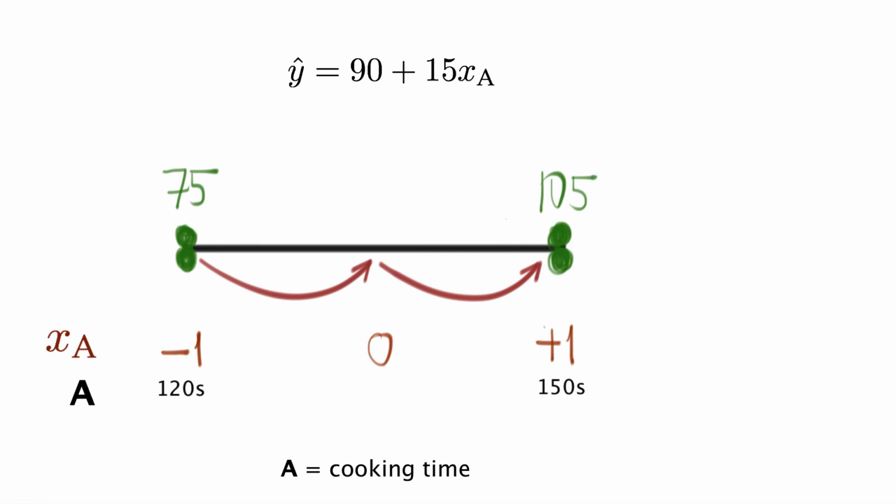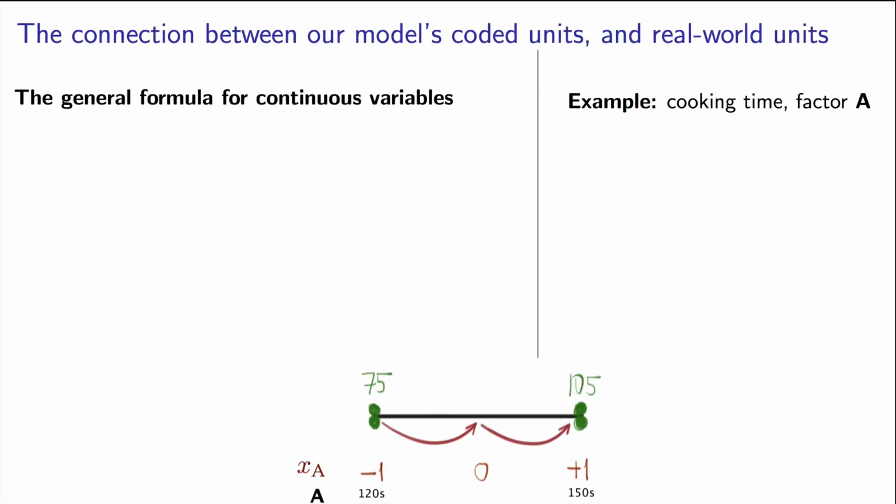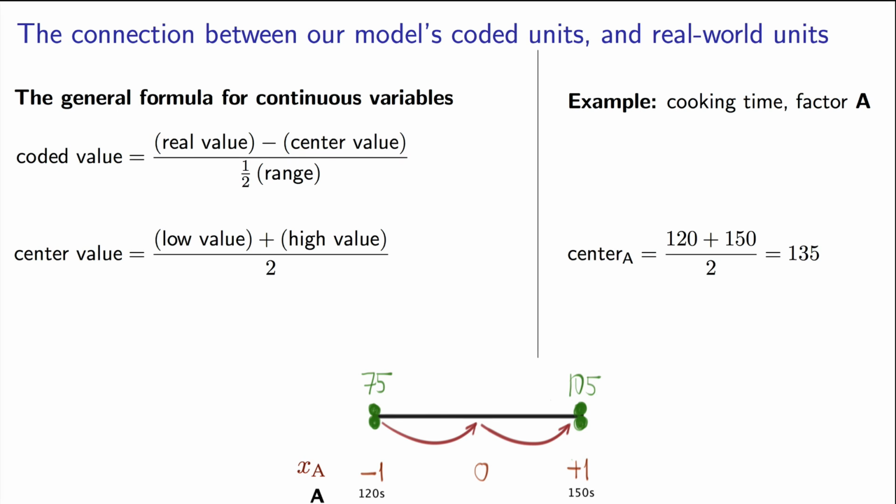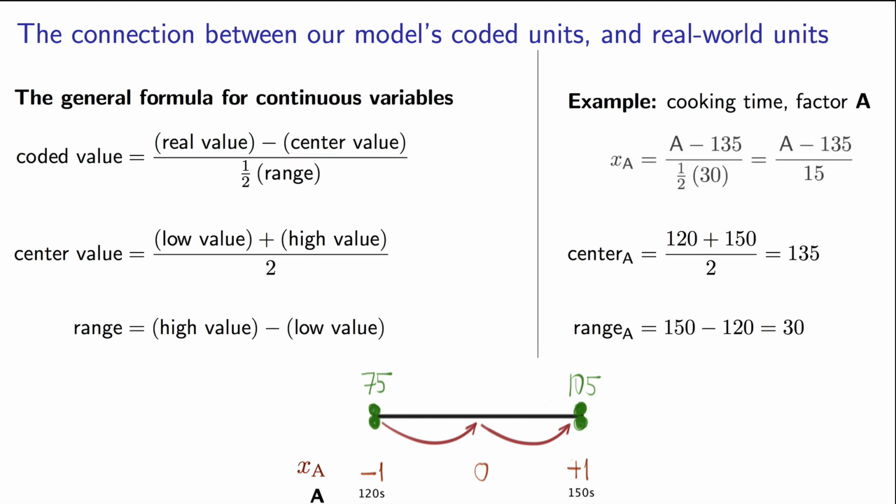This would be a good time to have a discussion about how we connect our coded values in the model to real-world values of cooking time. The simple rule for continuous factors is that the coded value is equal to the real-world value minus the center point, divided by half the range. In the cooking time factor here, the center point is the middle between the low value and the high value. That corresponds to 135 seconds. The range refers to the high level minus the low level. So 150 minus 120 equals 30, and half the range is then 15 seconds.